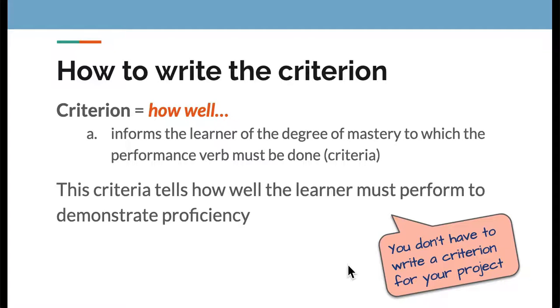If you are writing this for professional purposes, for something outside of our class, then I would highly recommend that you write down the performance degree and the level of degree of excellence or mastery that you want the learner to achieve, but not for our project. So what you're going to hear over the next few slides about criterion is for your professional understanding, but not for your application to our mini lesson project in this course.